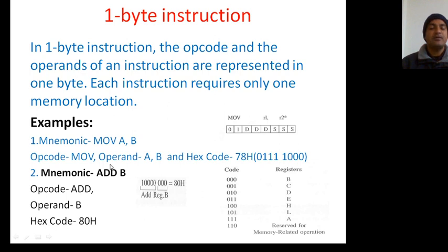Next, ADD B. Its syntax is this: 1000 0, and this B value of source register, its code is 000, so it is 80H. Again it is of 1 byte, and it will take only 1 memory location. So opcode is ADD and operand is B. So you can see, if operands are register or registers, and if there is implied addressing mode, later on you will see it will be only a 1 byte instruction.